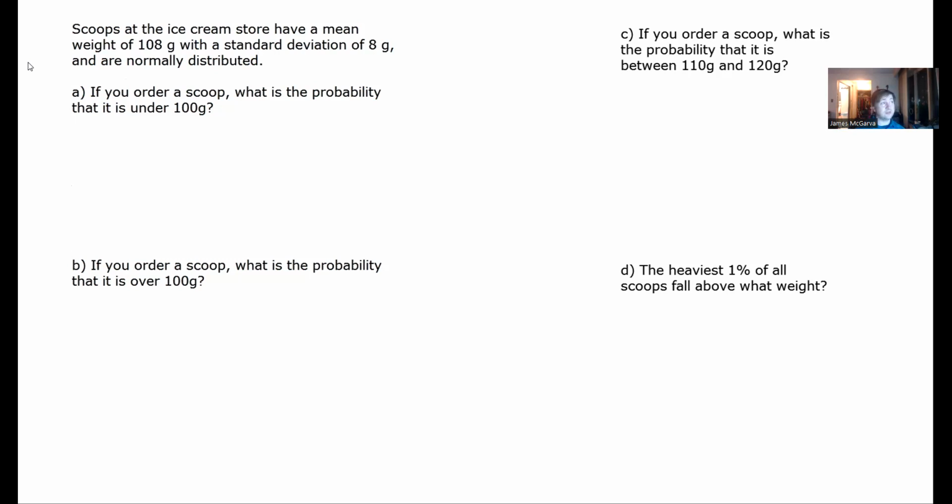So we have a normal distribution question, and we've got this mean here. That's our mean, and that's our standard deviation. And so what we're going to do now is we're going to say, all right, if we order a scoop, what's the probability that it's under 100 grams? So if we wanted to draw the picture, and you don't have to draw the picture on your test, but if you wanted to, it would look something like this. Here's 108, right? That's the mean. It's right in the middle. Under 100 grams, well, if this is 100 over here, then we're looking for this area.